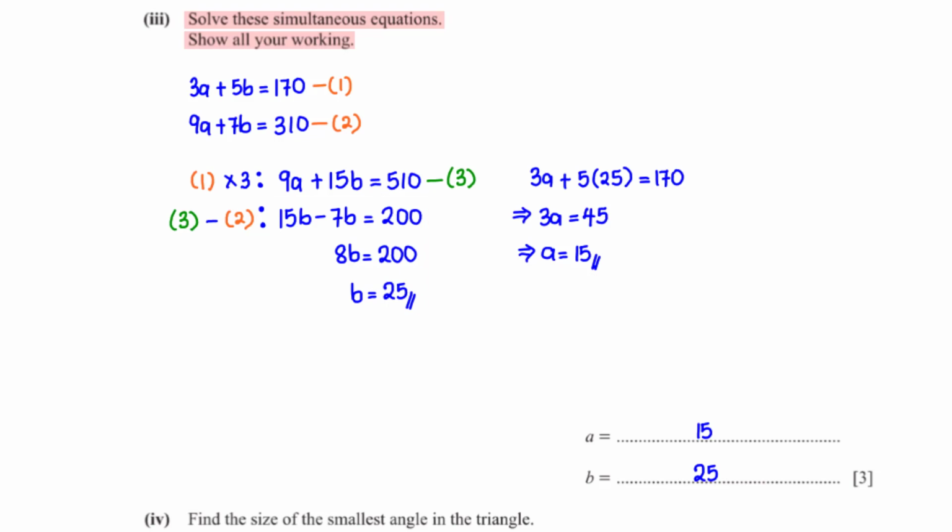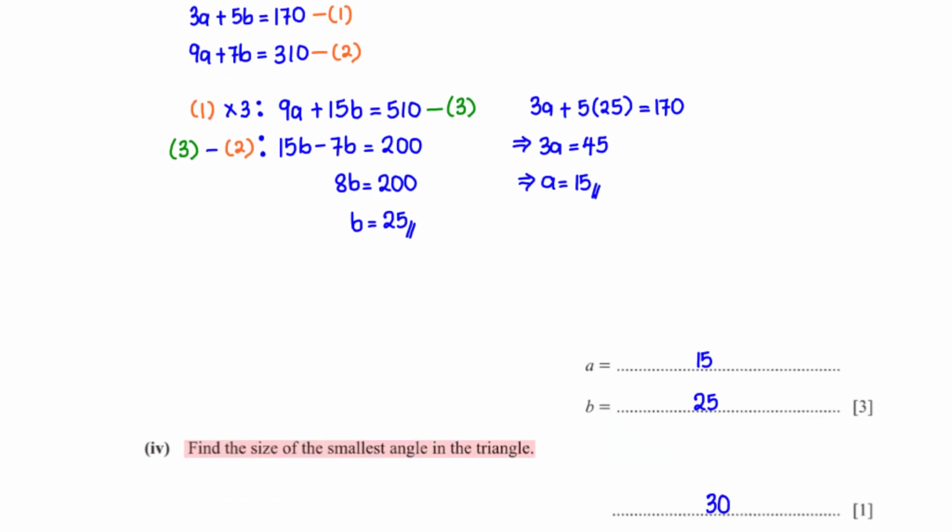To get the value of a, we can plug in the value of b in either of the equations. If we pick equation 1, we have 3a plus 5 times 25 equals 170. When we subtract 125 from both sides of the equation, this is what we get. When we divide both sides by 3, we have a equals 15.